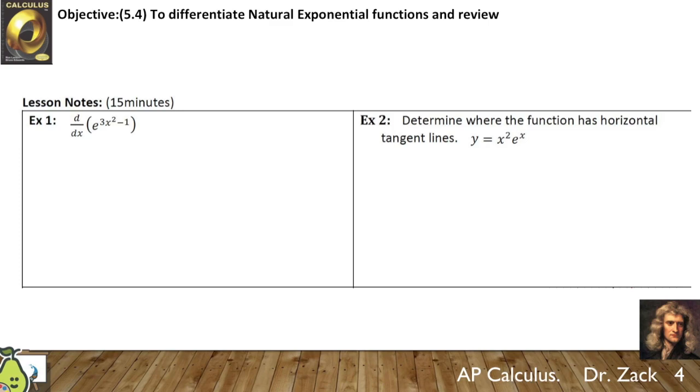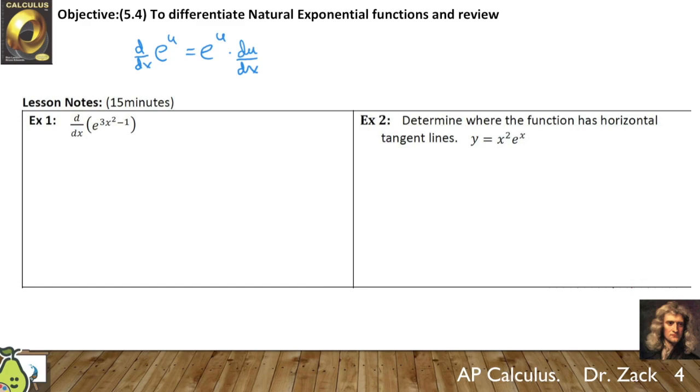So we're going to jump right in. You know that the derivative of e to the x is e to the x. So let's take a wild guess: isn't the derivative of e to the u equal to e to the u times du dx, or u prime? I bet you're right. So let's give this a try.